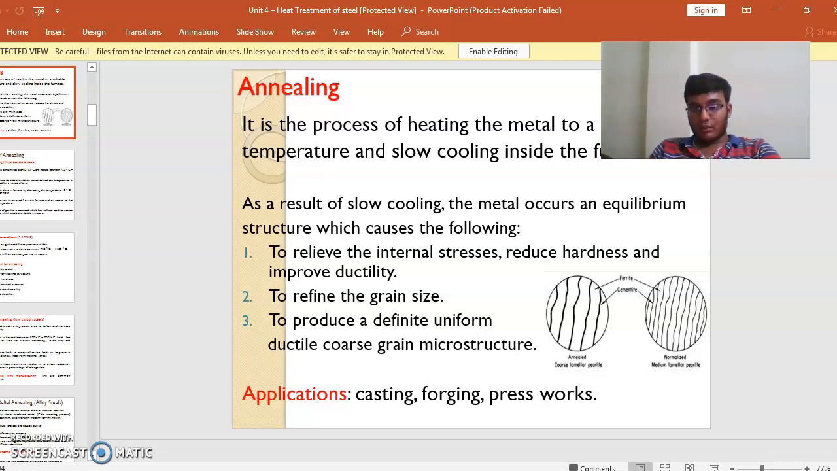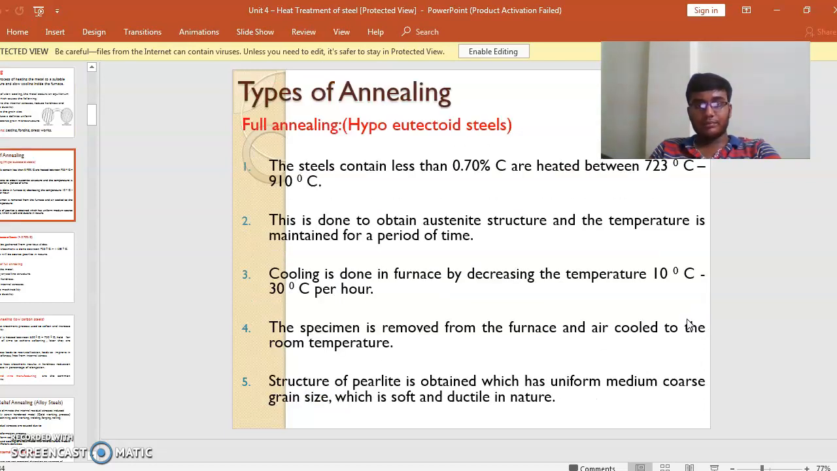Here you can observe the difference between the annealing process and the normalizing process. In the annealing process, the cementite that is formed is a little bit far apart, whereas in the normalizing process, the cementite that is formed is at very congested positions. That is, it's very close to each other. The major applications of the annealing process are casting, forging and press works.